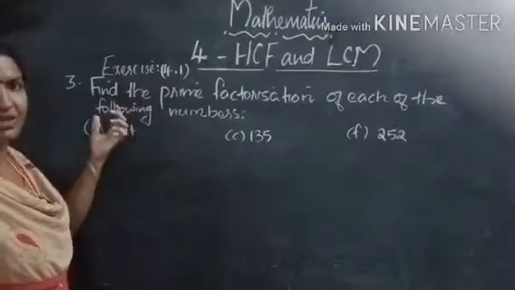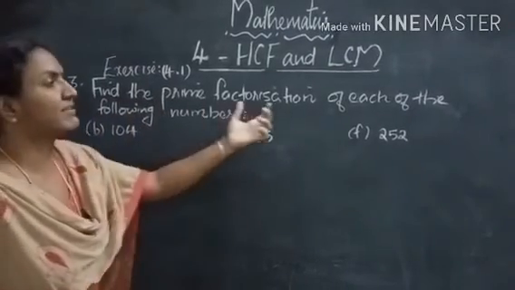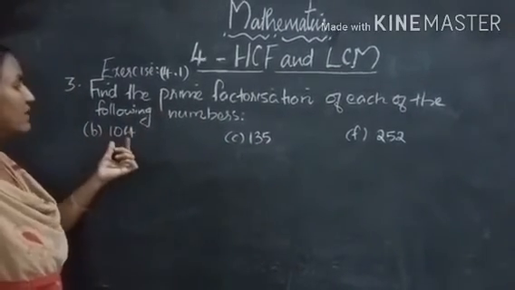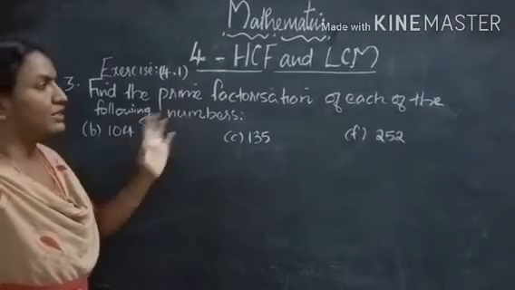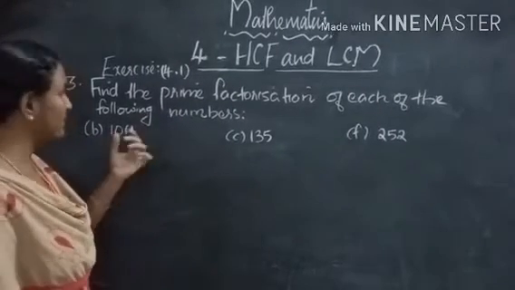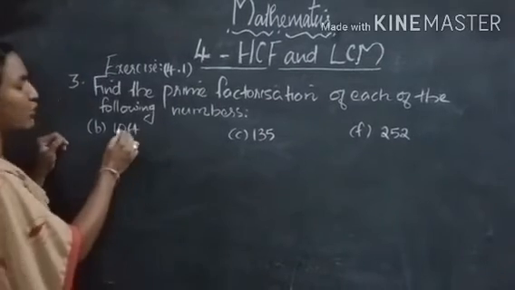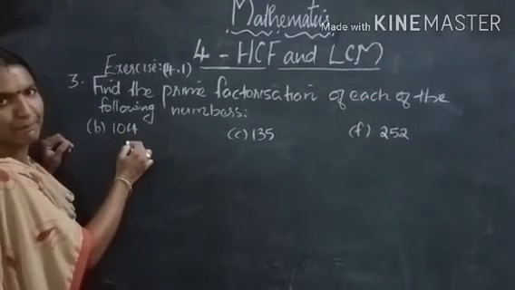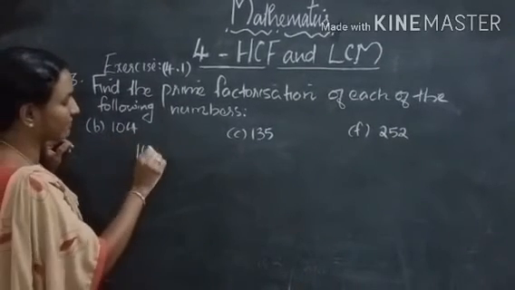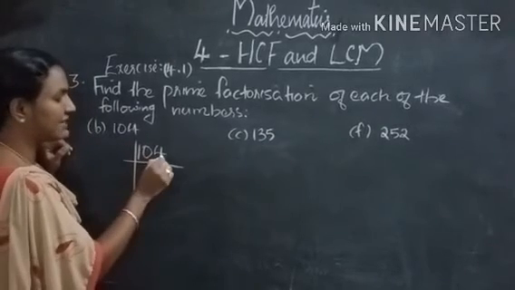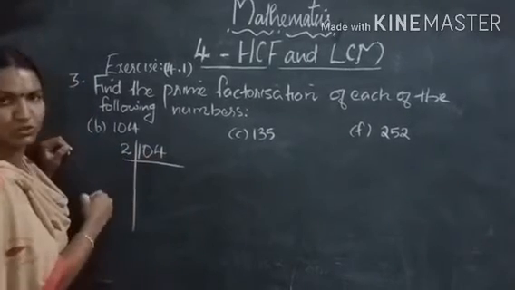Third question. Find the prime factorization of each of the following numbers. First one, 104. Here, no method is mentioned. So we will use the division method. We have to write 104 as a product of prime factors. 104 is an even number. We will start with 2.